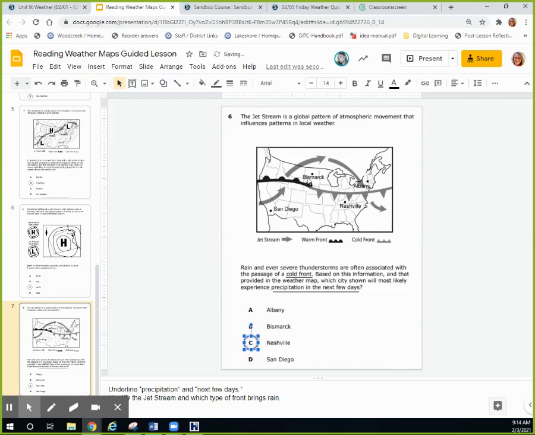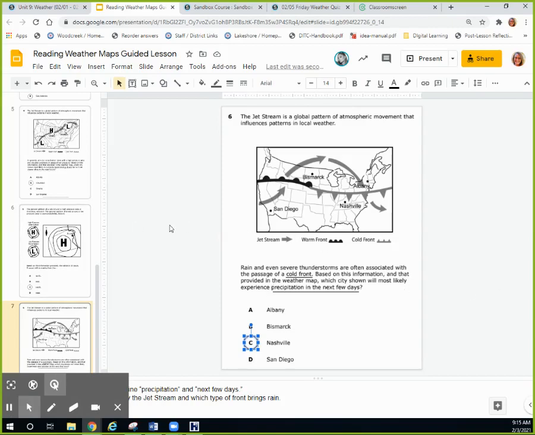Now, Bismarck is also going to experience some precipitation in the next couple of days, but they're going to be getting some warmer weather with that. Their temperature is going to increase because they have a warm front that is moving in that direction. Okay, and Albany, New York, just had severe thunderstorms and a drop in temperature because that cold front just passed through them, and now it's headed to Nashville, which answers our question on which city is going to experience the precipitation from the cold front over the next few days.